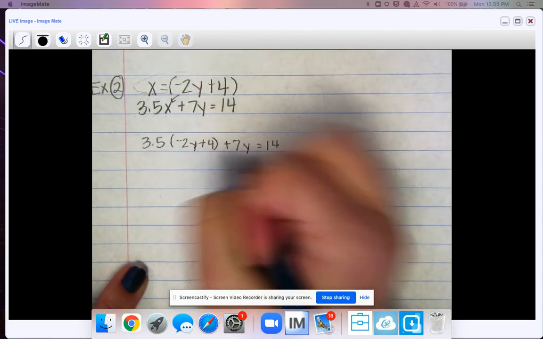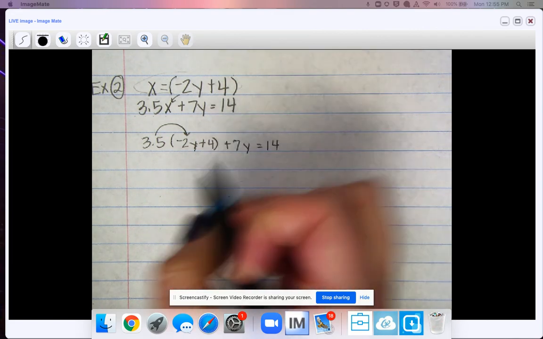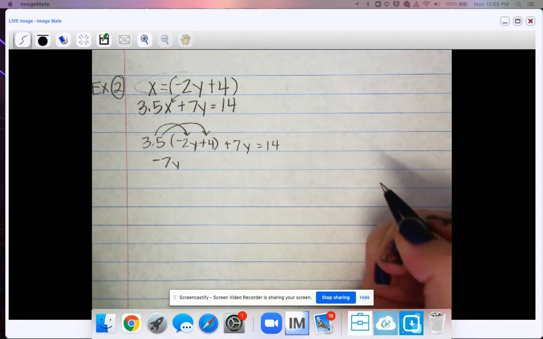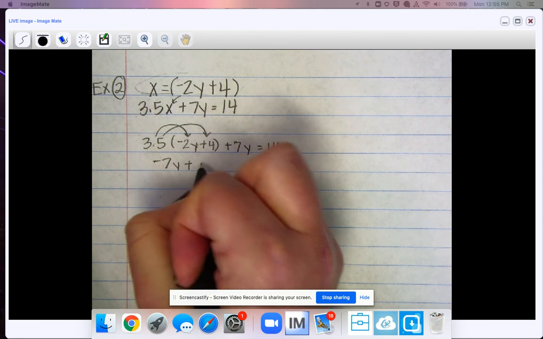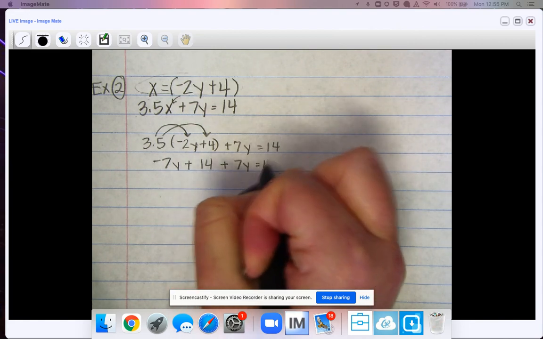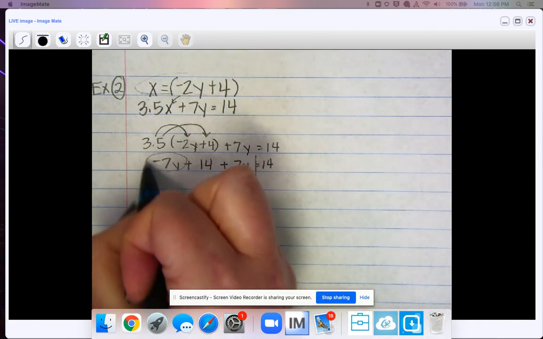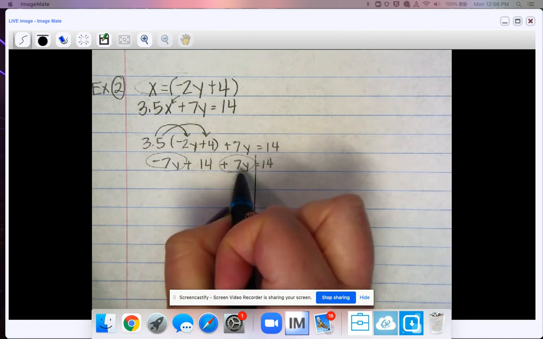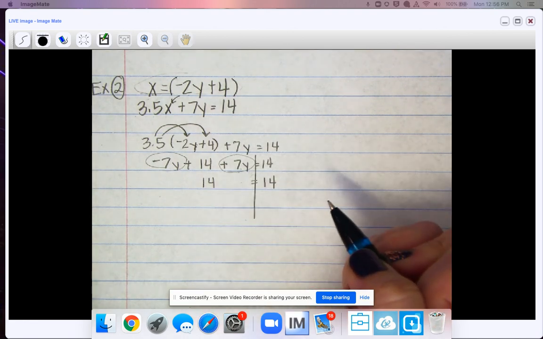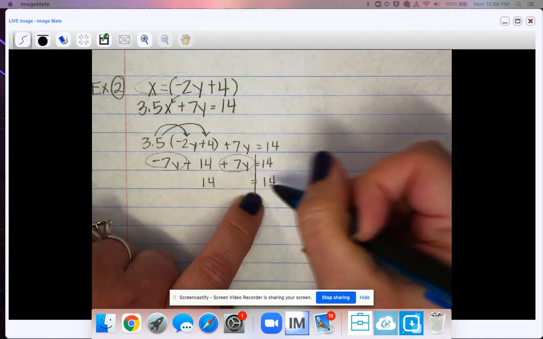So now I only have y. I'm solving for y now. So I'm going to distribute. 3.5 times negative 2y is negative 7y, and 3.5 times positive 4 is positive 14, no y. And I have plus 7y equals 14. So now I'm going to combine like terms, and the negative 7y and positive 7y actually cancel out. I have no y's left. I'm left with 14 on the left, and I have 14 on the right. So in this case, I have 14 equals 14, which is a true statement. 14 does indeed equal 14.